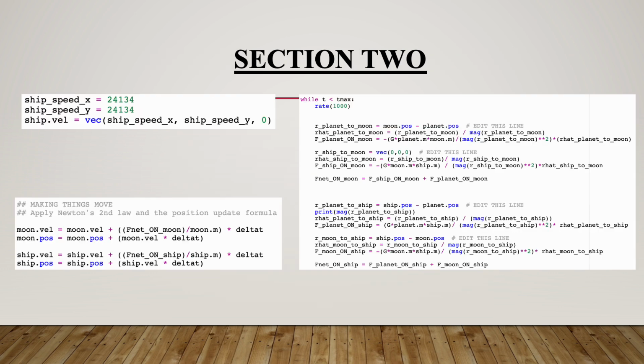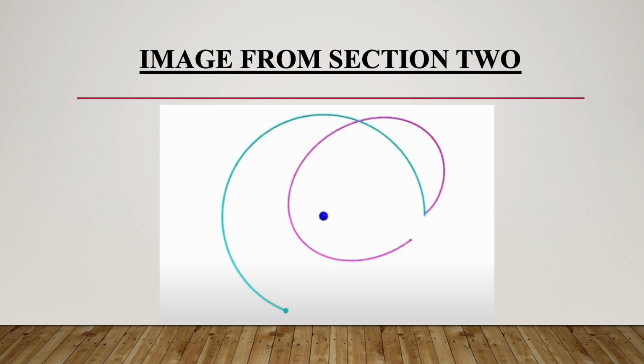So then all of this code for section 2 is basically just finding the net forces on the moon and the net forces on the ship. I was able to do this based off the universal gravitational equation, which I could then calculate all of these, and then I was able to do the change of velocities by trial and error. This was the image that my code produced, and you can see that there's an orbit of the spaceship and an orbit of the moon, and this was created from the code and the different velocities that I chose.